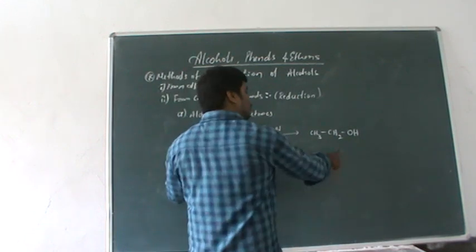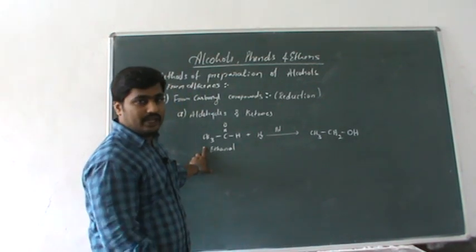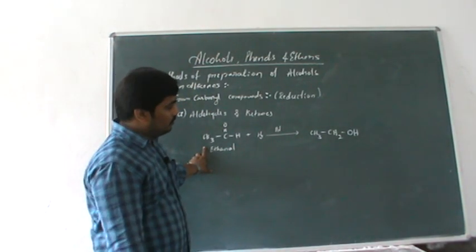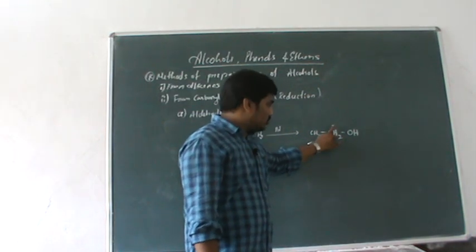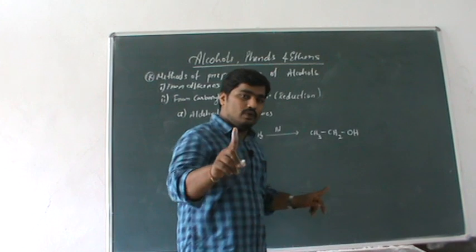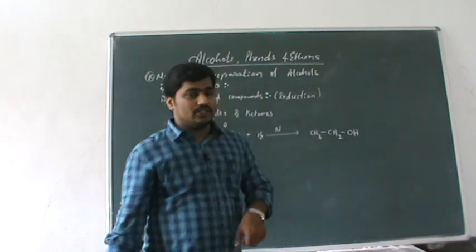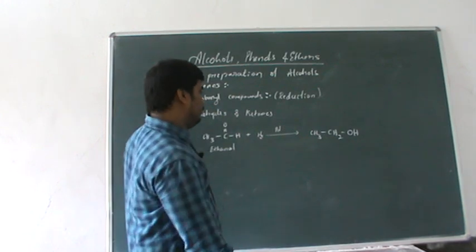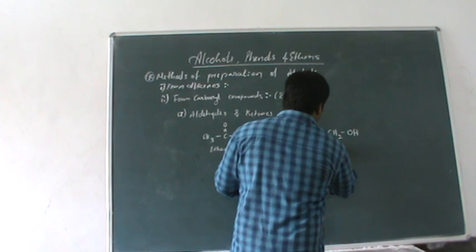The OH group is attached to a carbon. The carbon contains only one alkyl chain, one R group, so it is a primary alcohol. How? The OH group is attached to a carbon that contains 2 hydrogens and 1 R group. So the OH group is directly attached to a primary carbon, therefore it is a primary alcohol.